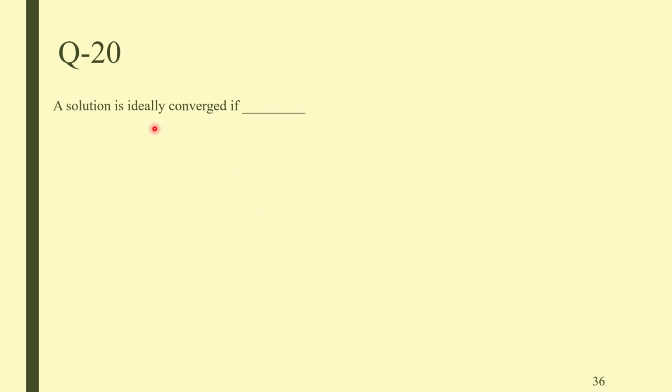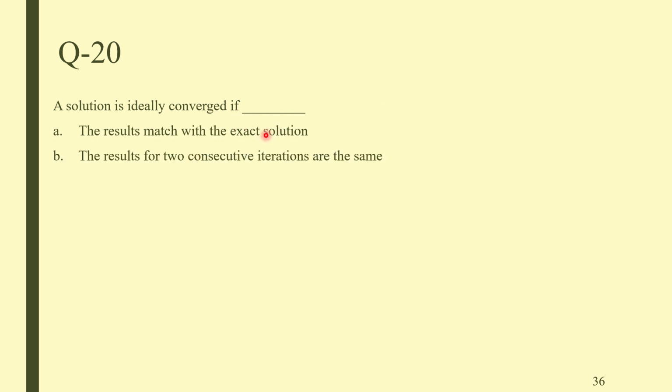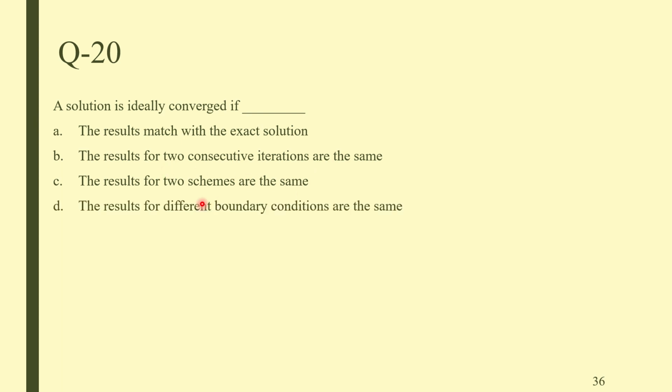In question 20, it is asked that a solution is ideally converged if the results match with the exact solution, results for two consecutive iterations are same, results for two schemes are the same, or option D, results for different boundary conditions are the same. Convergence is nothing but between two time steps, if it is giving the same solution, we call it a converged solution. Other definitions do not mean convergence. Convergence is when there is a repetitive result for a few consecutive time steps; we call it converged.